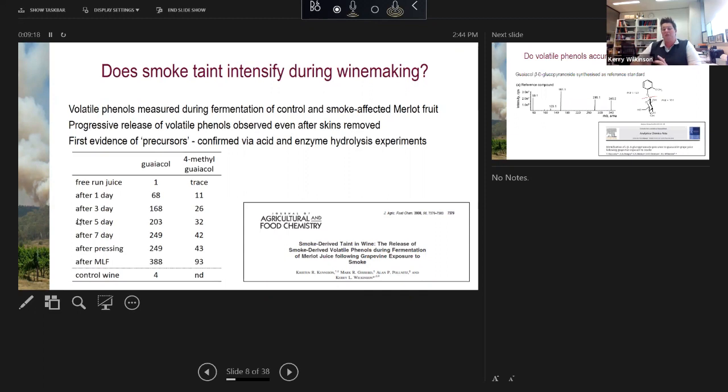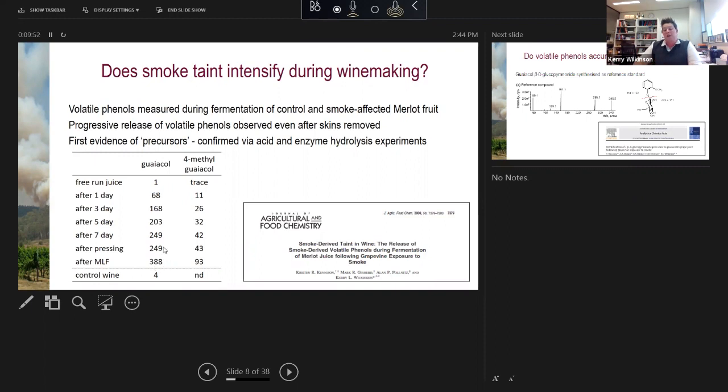And what we saw was this progressive release of volatile phenols throughout fermentation. So initially, just trace levels, really low levels of glycol and 4-methyl glycol in the juice, and then we see this steady increase as fermentation progresses. So at first we thought, well, perhaps this is just the kinetics of extraction of these compounds from the grape skins, but what we saw was a very significant increase after we pressed the skins away from the partially fermented wine.